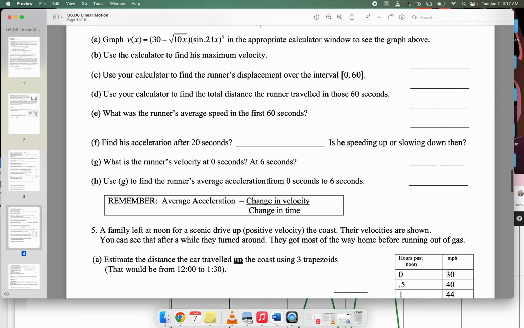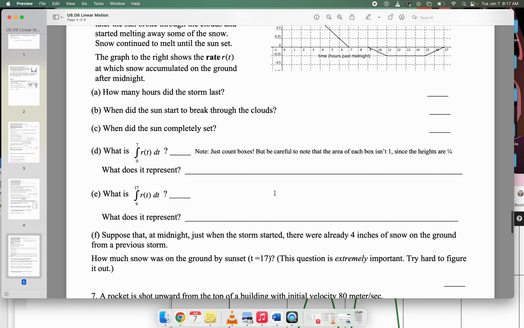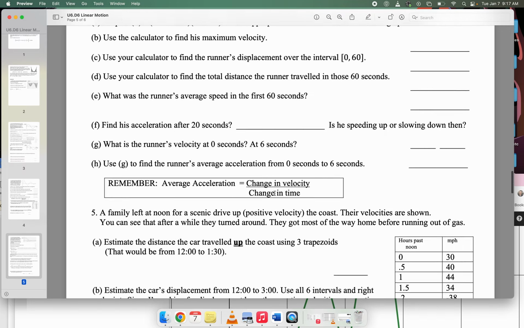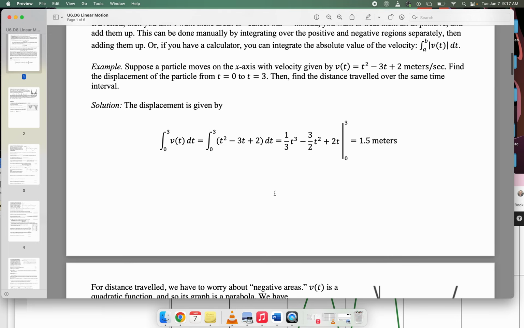Yeah. So I think that's about it. Like I said, try to use your graphing calculator. If it's being stupid and not working, try Desmos, okay?